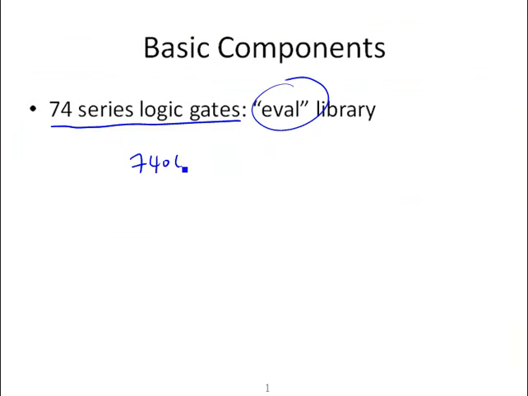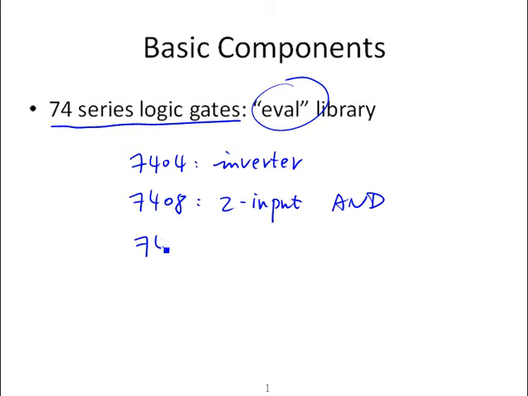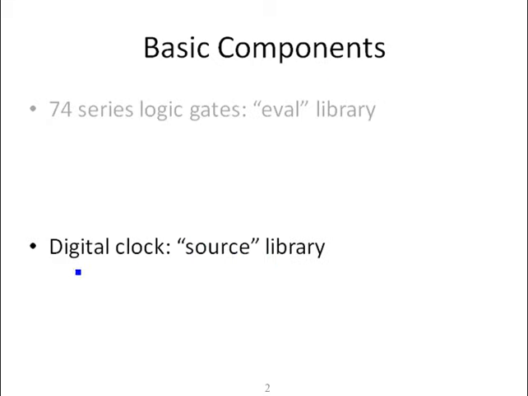Basic logic gates include 7404, an inverter, 7408, two-input AND gate, and 7432, two-input OR gate. Just like analog circuits, digital circuits also have input signals. In digital circuits, the input signals are represented by digital clock, or sometimes digital clock stimulus. Those can be found in the source library.